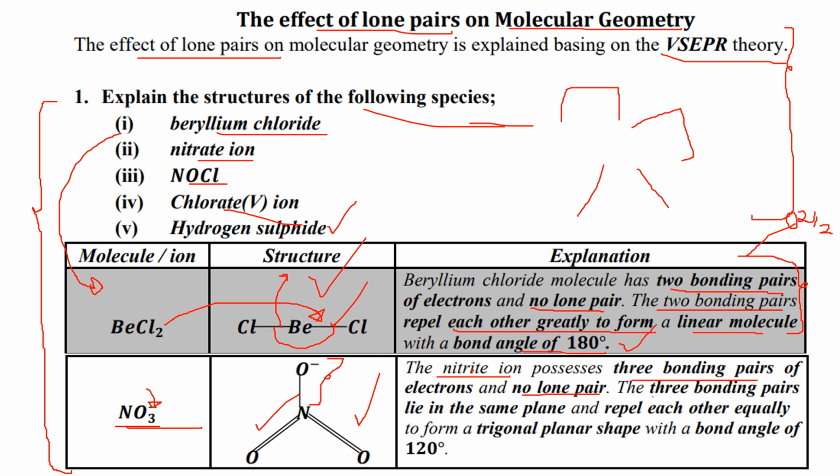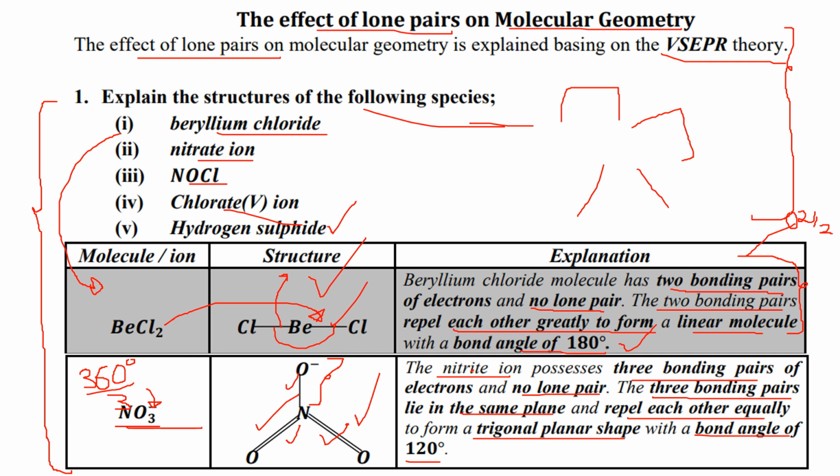And therefore, the three bonding pairs of electrons, just like in beryllium chloride, are going to lie in the same plane and therefore repel each other greatly and equally. Once they repel each other greatly and equally, they form what we call a trigonal planar shape with a bond angle of 120 degrees between them. Now, how does 120 come about? Trigonal planar is over 360 degrees, and we have three directions that are formed in a trigonal planar shape. So we divide 360 by 3 so that we can get 120.